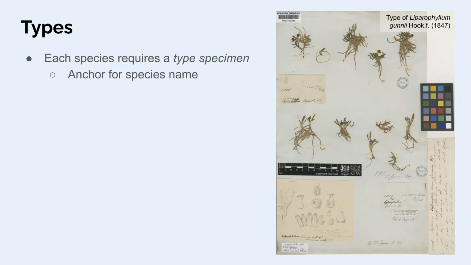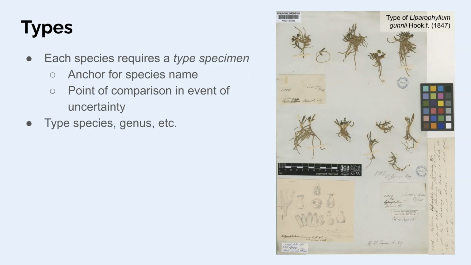So usually type specimens are good examples. Sometimes they're fragments or sometimes we've lost them, but ideally they're a good example of the species. And there'd be other collections that are the same species, but only one that is the type specimen. So as I say here, if you're ever uncertain as to what should be called Lipperophyllum gunnii, everything else that's called Lipperophyllum gunnii should be the same species as this one.